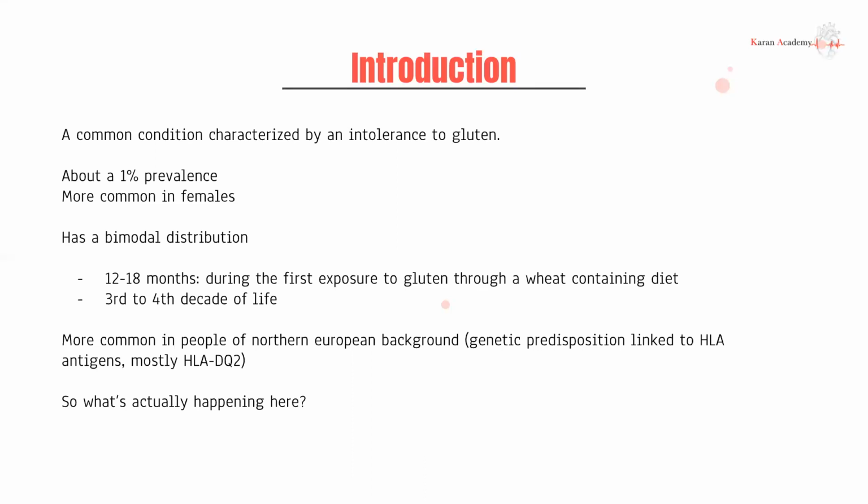The first peak being between 12 to 18 months of age. And this is when we first introduce gluten in their diet, usually through wheat, barley, rye, and so on. And then the second peak is usually in the third to fourth decade. It does have a higher prevalence in people of a Northern European background. This is linked to genetic predisposition in the human leukocyte antigen gene, or the HLA gene, most commonly the HLA-DQ2, but you don't need to know this at all. But let's talk about what's actually going on here on a pathophysiological level.